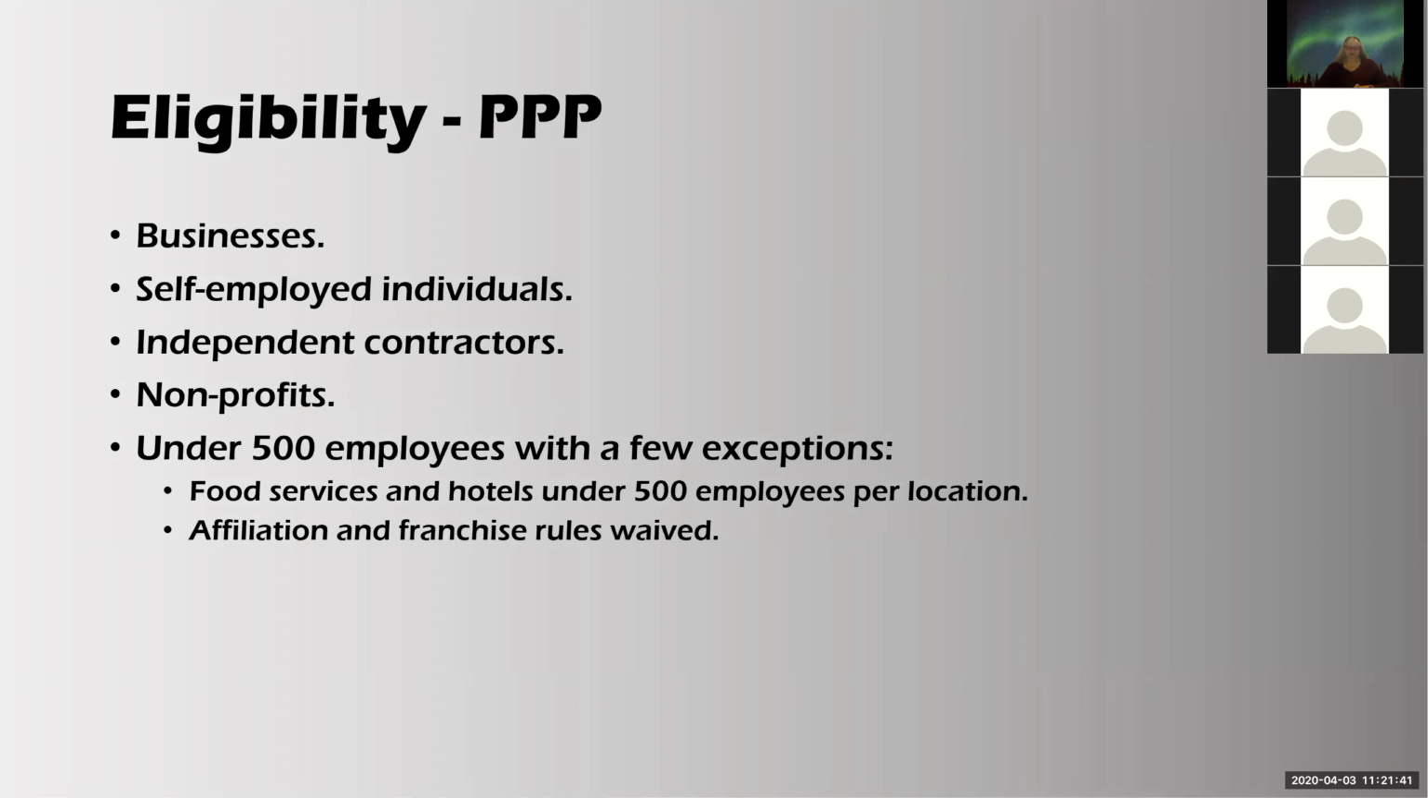You have to have under 500 employees with a few exceptions. Food services and hotels have to be under 500 per location. Same with the affiliations or franchises. So if you have a franchise, let's say you have something like a Hilton or something like that, then it's based on per location instead of per the entire business together.